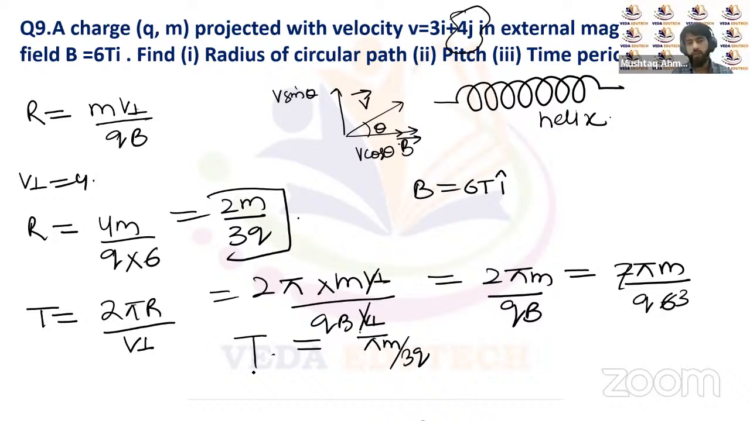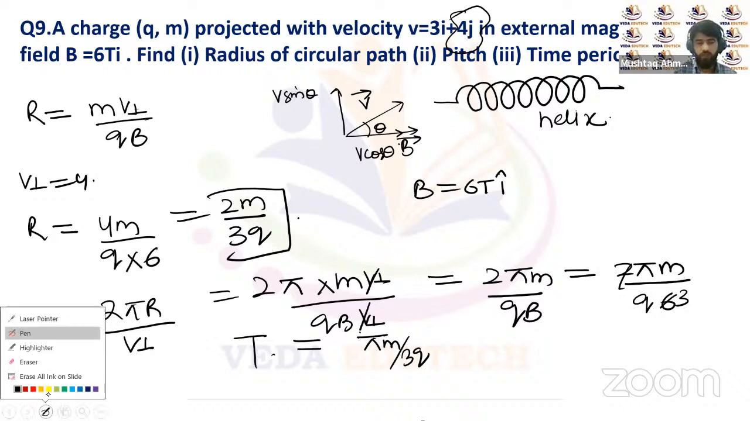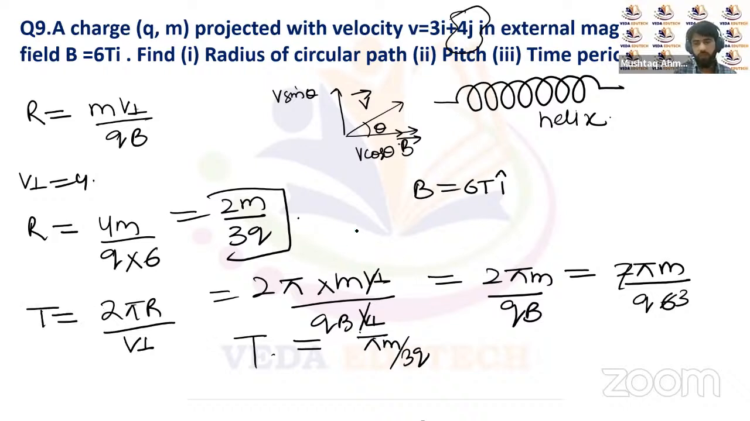Now, apart from this circular path, the particle will also shift along the horizontal direction. Now, the question is, what is this pitch? The pitch is the shift for this charged particle along the horizontal direction in one complete time period, right? That's what we call the pitch of this helix, right?